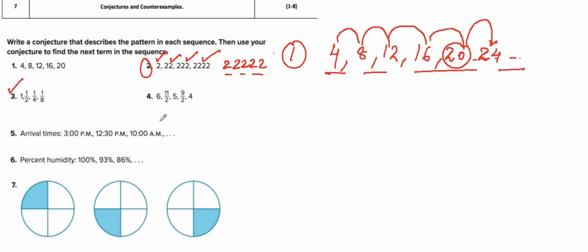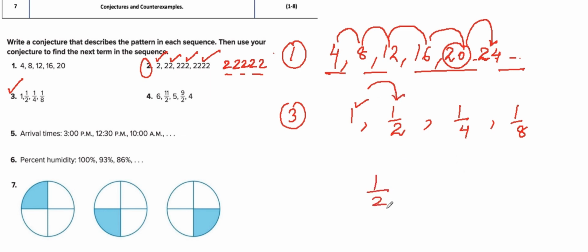Question number 3 is 1, 1 over 2, 1 over 4, 1 over 8. So what are we doing? We're dividing by 2 every time. 1 divided by 2 is 1 over 2. 1 over 2 divided by 2 is 1 over 4. So we are dividing by 2 to get the next number. Or you can say that every time we are taking half of the number.